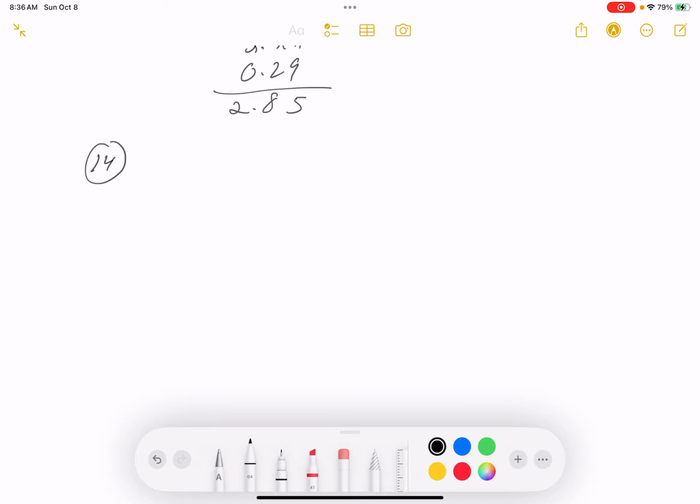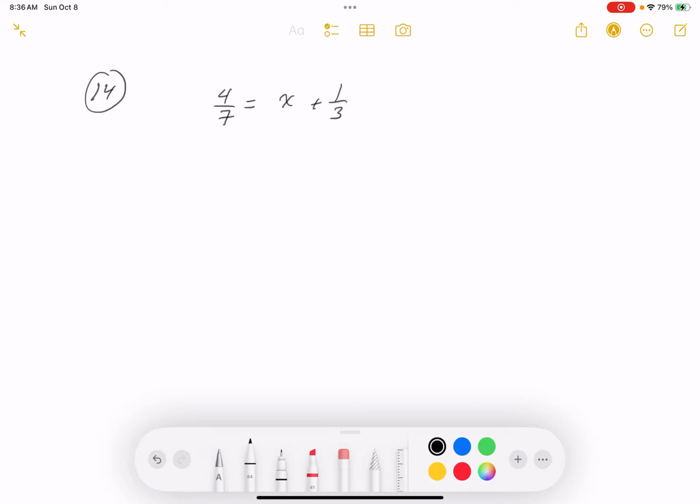And what's problem number 14? And again, there's fractions over here. So it's 4/7. And then you get what? Equals x plus 1/3. Again, the claim is it's a one-step operation over here. So it's minus 1/3, minus 1/3.